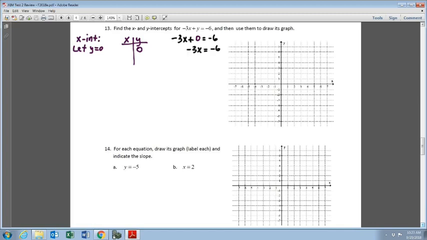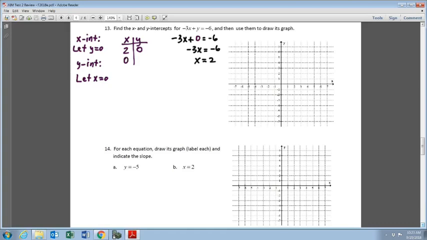And so now when I solve for x, of course negative 3x plus 0 is just negative 3x. Let's divide by negative 3, and we're going to end up with 2. So 2, 0 is my x-intercept. So now I got to find the y-intercept. So we're going to let x be 0. So again, notice they're opposites. To find an x-intercept, you start by letting y be 0. To find a y-intercept, you start by letting x be 0.